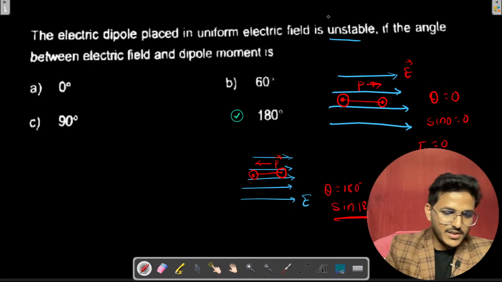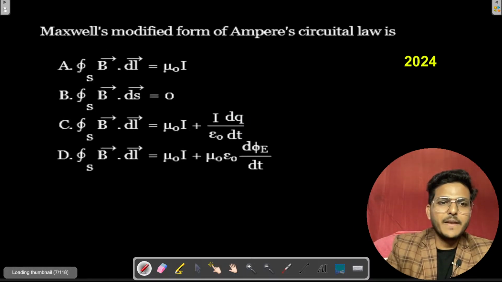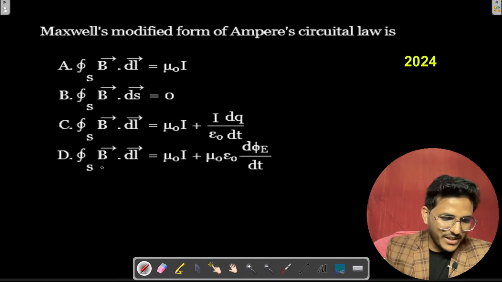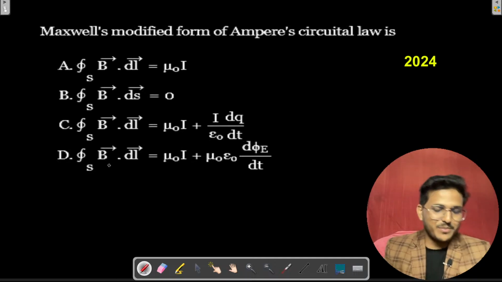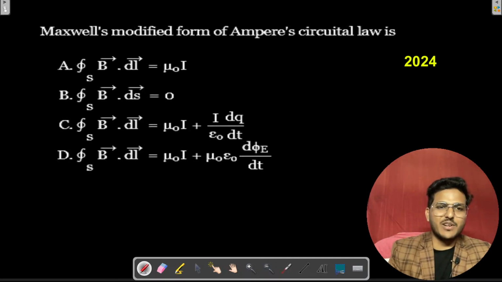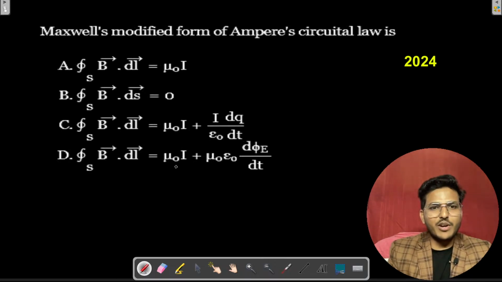Okay. Now moving to next. So many of you tried the D option. D option is the correct one, right? B dot dl is equal to mu naught times I.